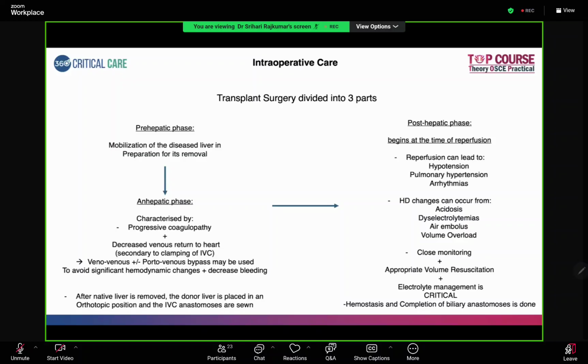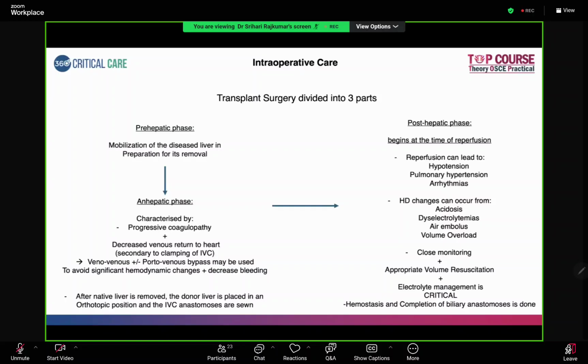So these hemodynamic changes can occur due to various causes: acidosis, dyskalemias, that is, potassium can either go up or go down, or there can be severe fluctuations in your calcium levels. Then there can be air embolus, or there can be volume overload, because in the initial phase itself, a lot of products could have been given that can affect the cardiac status. So during this phase, close monitoring with appropriate volume resuscitation and electrolyte management is critical.